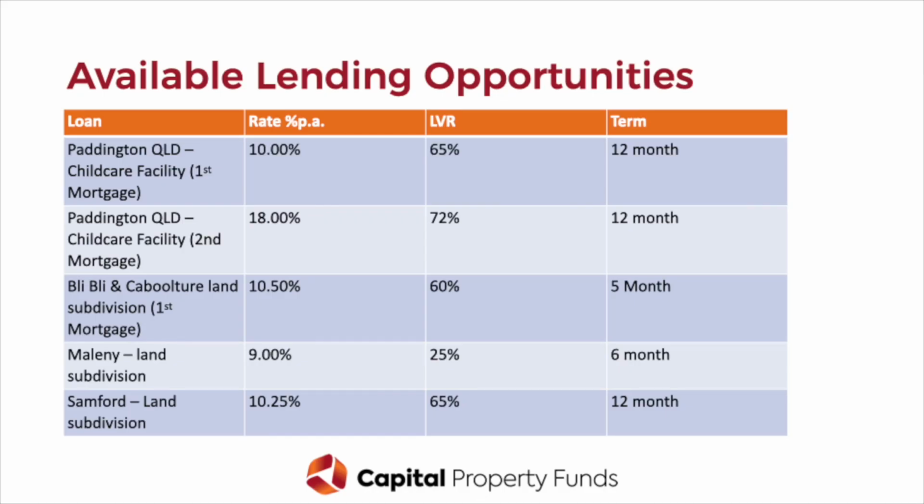So that one has a very low LVR of 25%, paying 9%. And then we mentioned Samford. So that one is paying 10.25%. A very good quality. It's virtually reached practical completion. They've had a few delays due to rain. So if anybody's interested in any of those, feel free to contact the team.